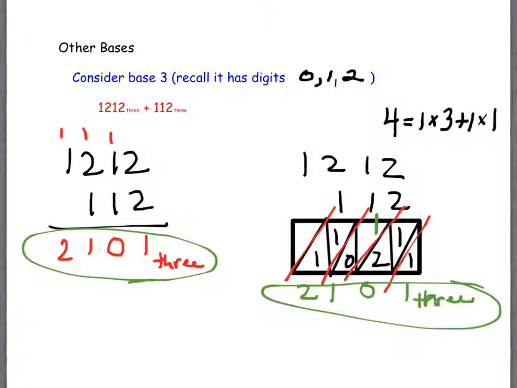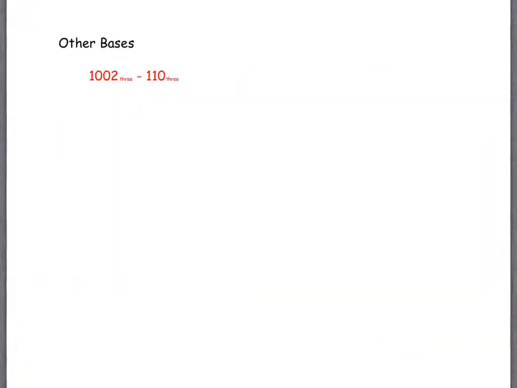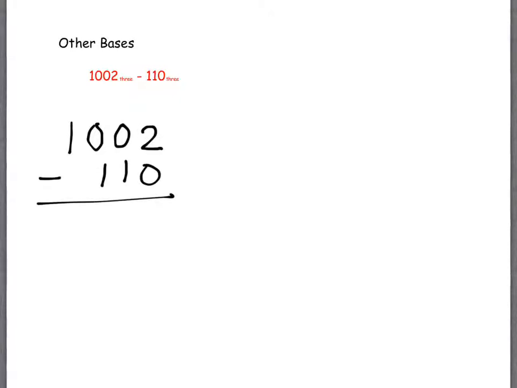Any questions on that one? All right. One more, subtraction. And we have the same base, base 3: 1, 0, 0, 2, minus 1, 1, 0. Let's do the standard algorithm first.